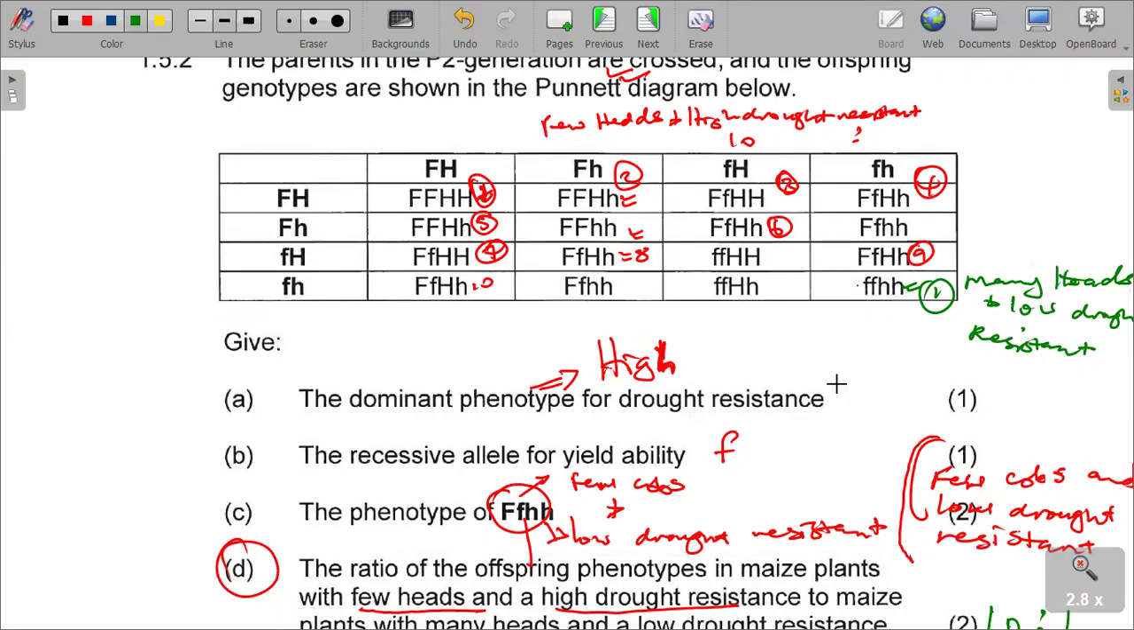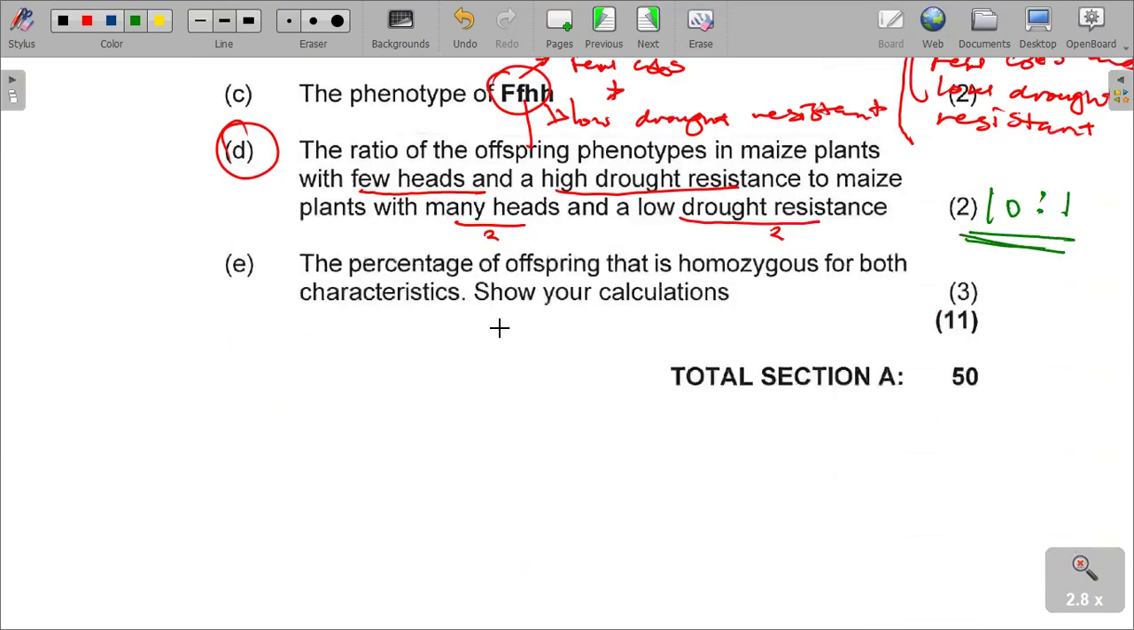It is quite clear. So what I'm saying is you are counting all the possible outcomes that we have there, so that you can give their meanings. This question class is quite interesting. Again, take note of the meanings of the Punnett outcomes that are given in each of the squares in here. So it's 10:1. And then the last question is saying the percentage of offspring that is homozygous for both characteristics.